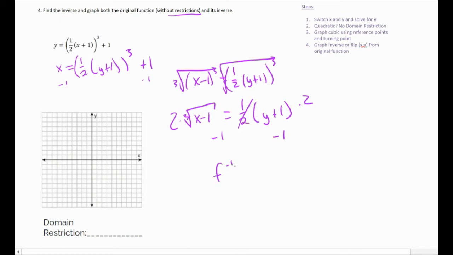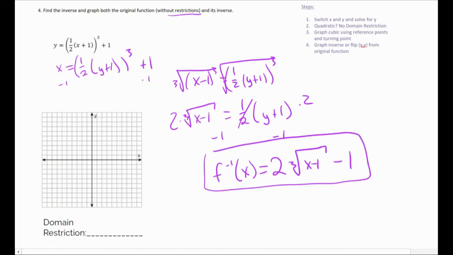So my final inverse here will be 2 cube root x minus 1, minus 1. Here's my inverse. Now I'm going to graph both of them. And the cool part about the domain restrictions is I don't need to worry about them, because with a cubic function, which looks kind of like this, and an inverse cubic function, or a cube root, sorry, these sketches are poor, but what you should see is that they are both functions, meaning we don't need to restrict the domain.